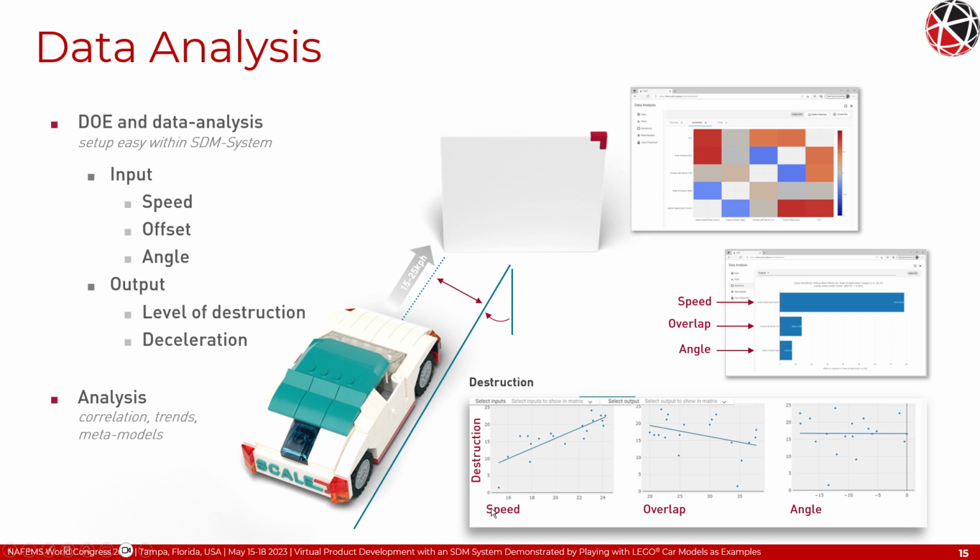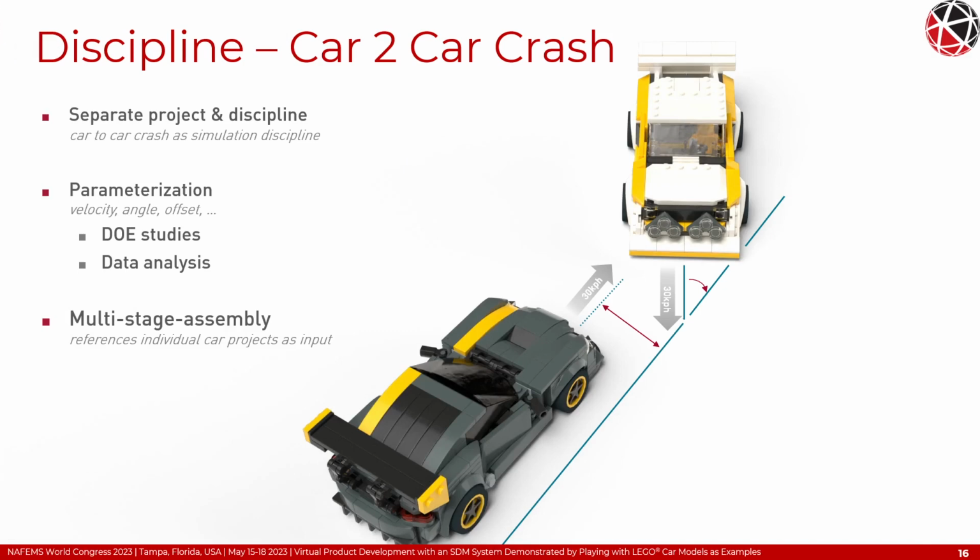And basically it says if I increase the speed, the level of destruction will increase, which is kind of obvious. What's not so obvious is that if I decrease the overlap with the barrier, so the lesser the overlap with the barrier is, the higher the level of destruction is. So you can actually do a lot of things with your simulation.